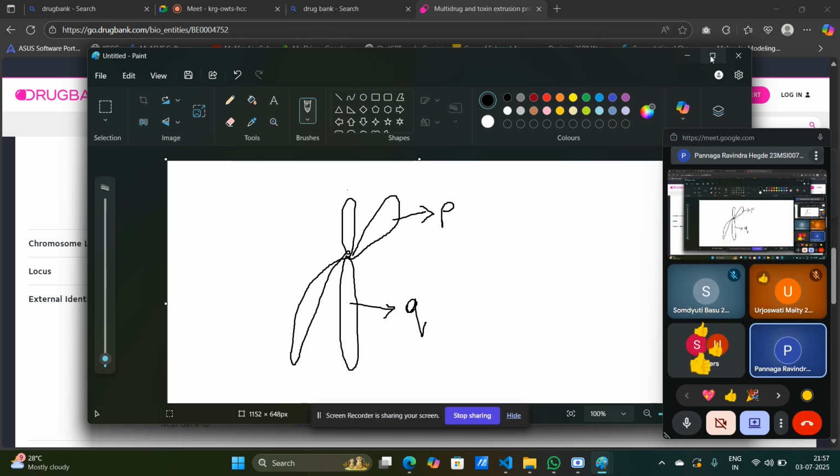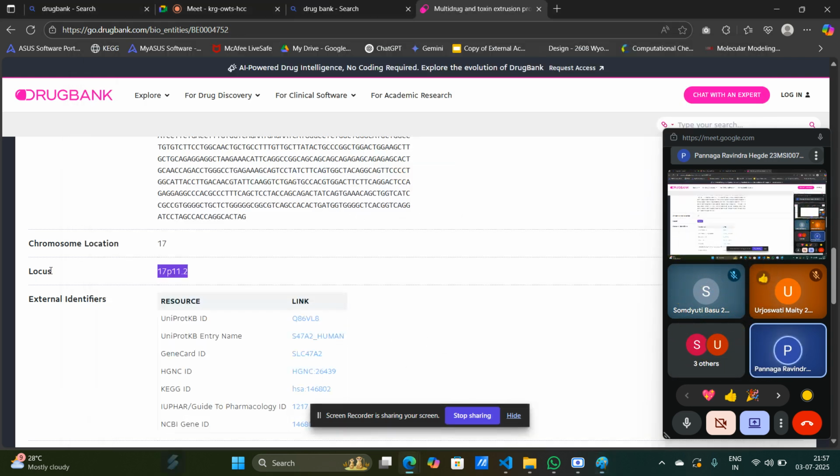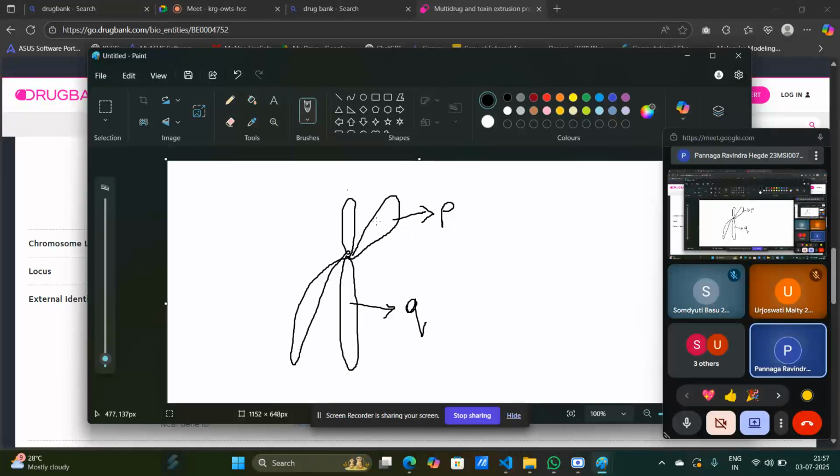If we come back to this locus, you can see it says 17, that is the chromosomal number, and then it says P, and then it says 11.2. As far as I remember, and I completed genetics long back, that gene is present in the P region, or the shorter arm of the chromosome, and why it is 11.2 is something even I have to recall. I'm not very sure.